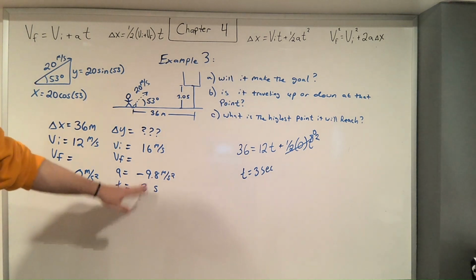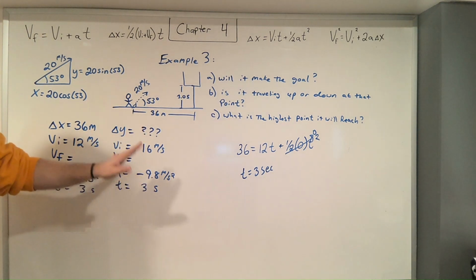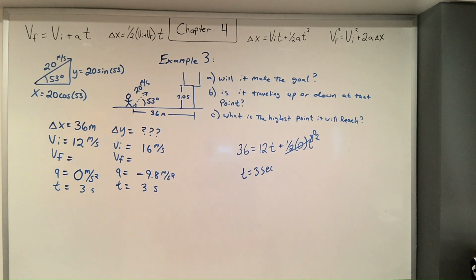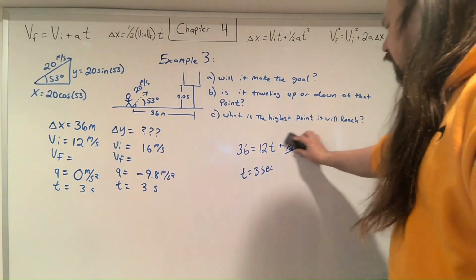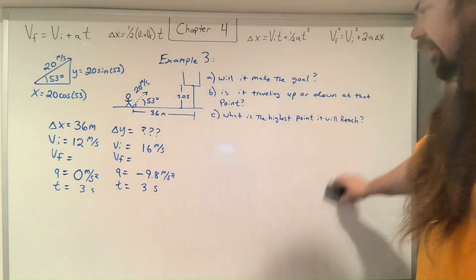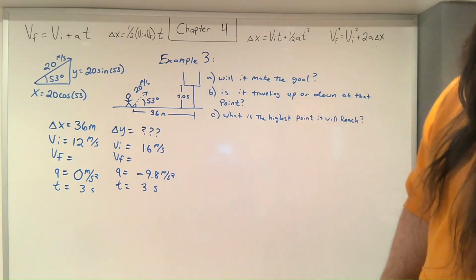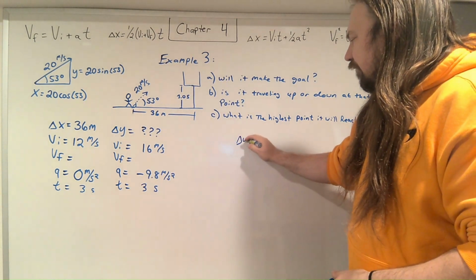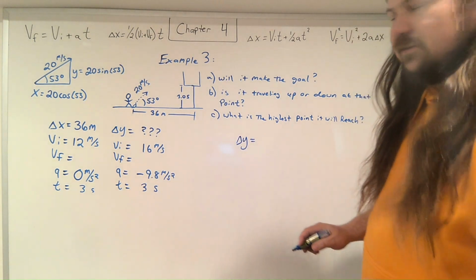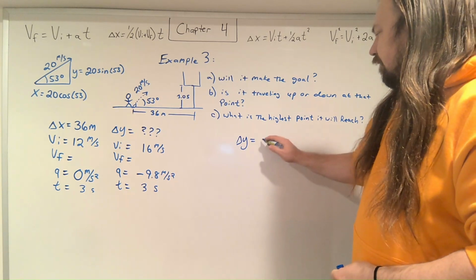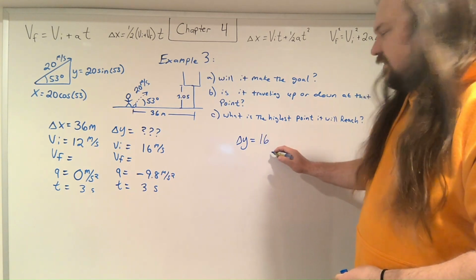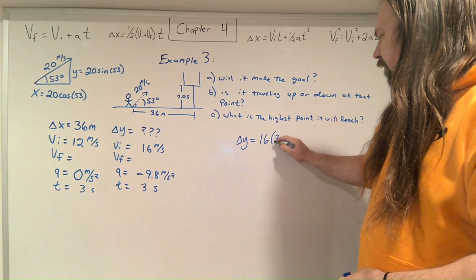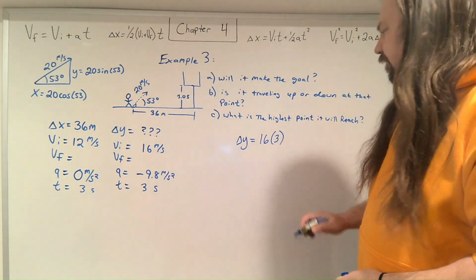Great. Now I have 3 bits of information. I can finally solve for the change in y on the y side. Now, what equation do I need for that? Well, once again, we don't care about VF. And if we don't care about VF, we use the third equation. This time we're solving for change in y, so I'll leave that for change in y. The VI on that side was 16. The time was 3 seconds.